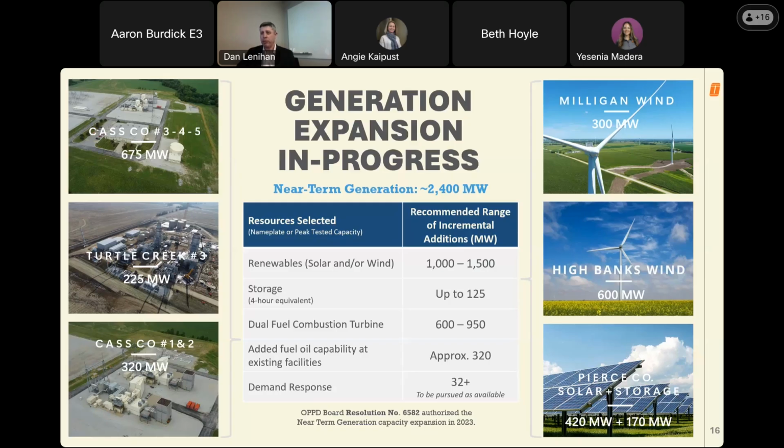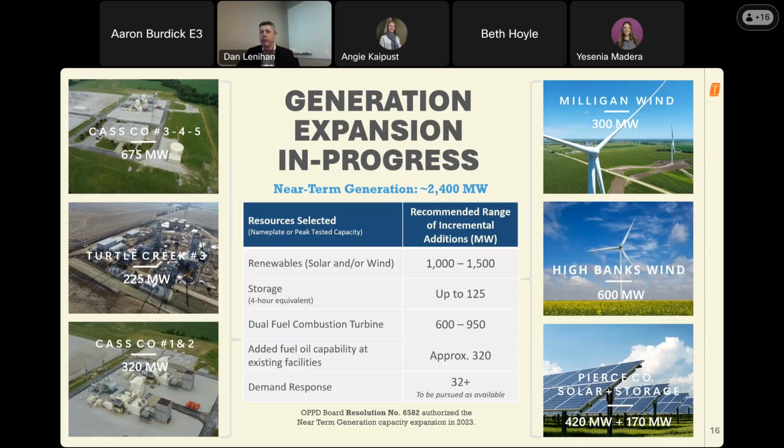About half of this new generation expansion is going to be conventional dual fuel combustion turbines that will be added at our recently built Turtle Creek Station site and our existing Cass County Station site. And the other half of this generation that we're going to build will be wind, solar, and what will be the largest battery storage facility in the state, which we've entered into long-term power purchase agreements with private developers for. So between our power with purpose efforts and near-term generation efforts, when all this is said and done in the next few years, we will have almost doubled our generation capability.